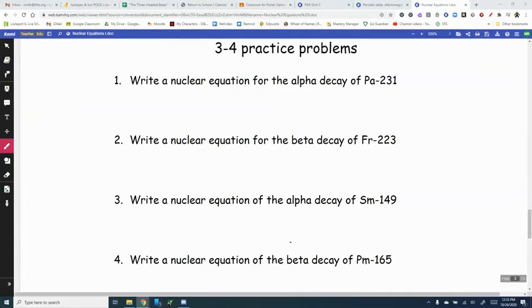All right, so we are going to do some nuclear equations today. First thing we're going to do is write out a nuclear equation for the alpha decay of Pa231. So we are going to write Pa and then 231. That is the mass number that goes on the top left of the isotope notation. Next, we need to find the atomic number.